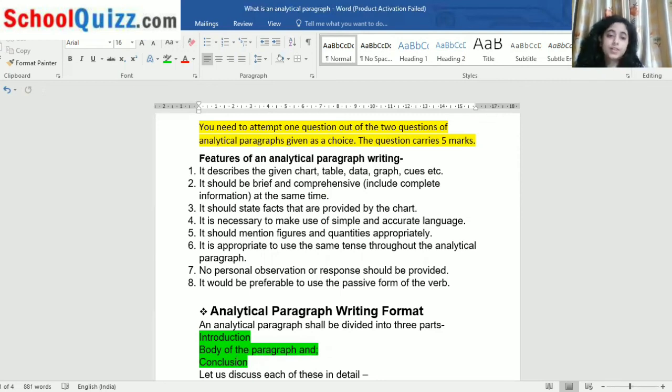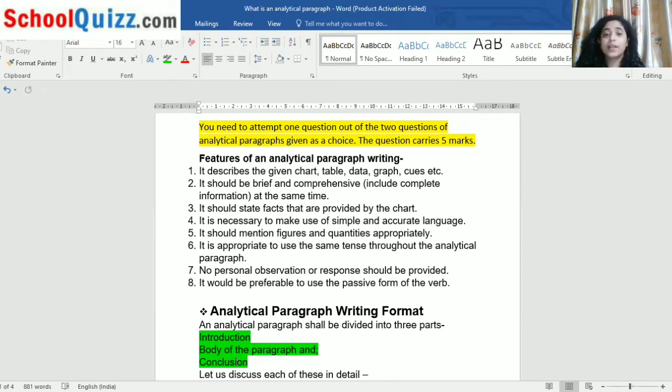Now, features. It describes the given chart. It should be brief and comprehensive. It should state facts. It is necessary to use simple language. It should mention figures and quantities correctly. It should use the appropriate tense that we are using throughout the whole passage. No personal opinion or response should be included. And it would be preferable to use passive verbs.